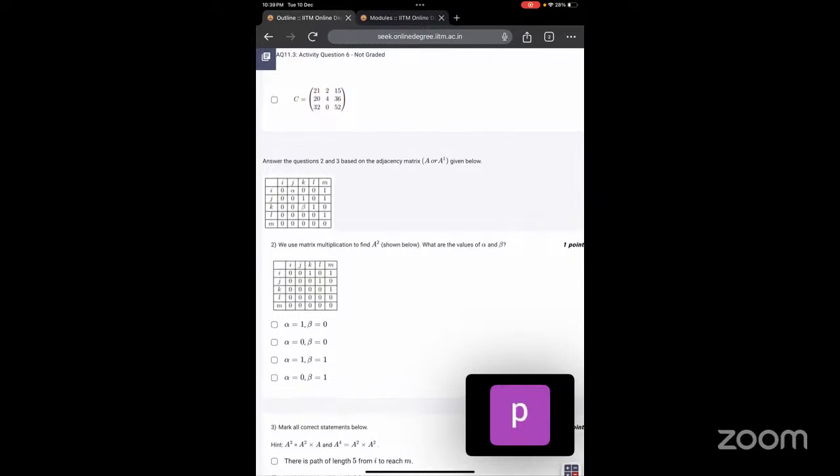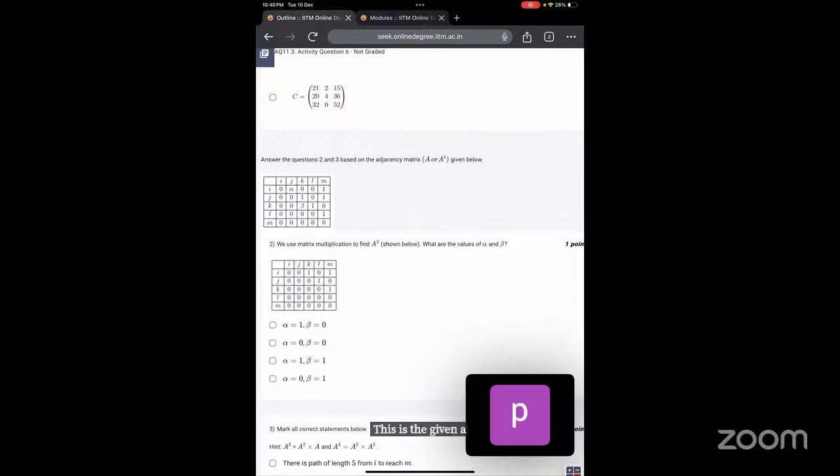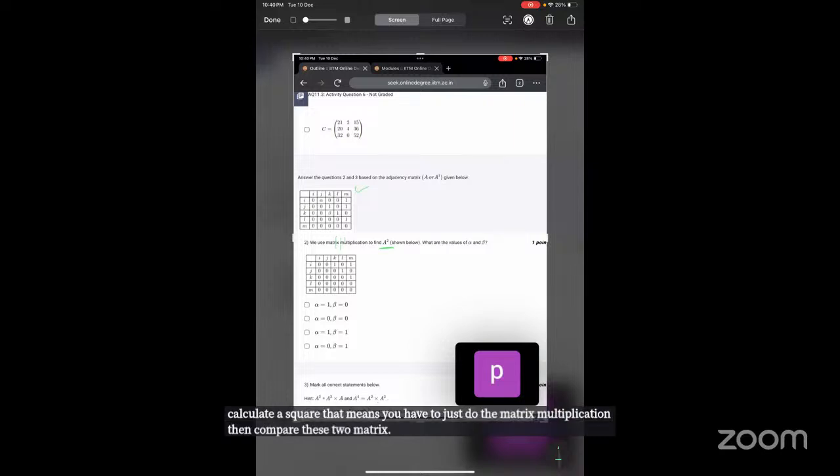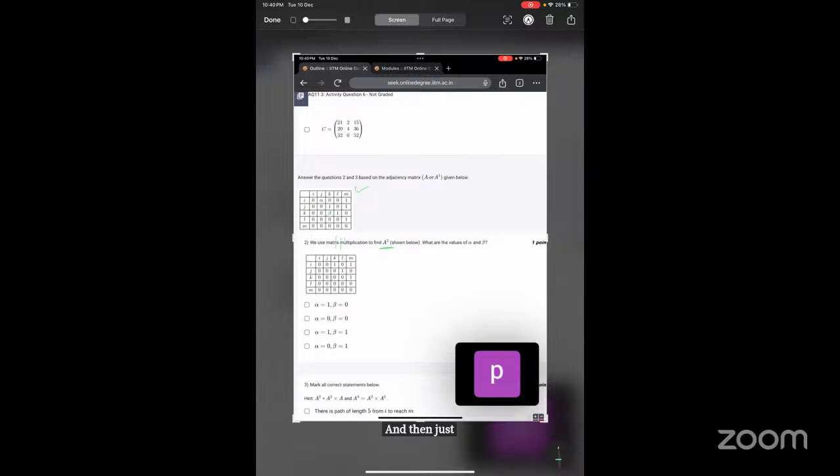Okay, so this is pretty simple. This is the given matrix A. Now you have to calculate A square. That means you have to just do the matrix multiplication, then compare these two matrices, and compare the entries. Did you get my point? I got alpha as 0, ma'am, but the answer given is alpha as 1. The TA session access is still restricted, so I can't refer there also.